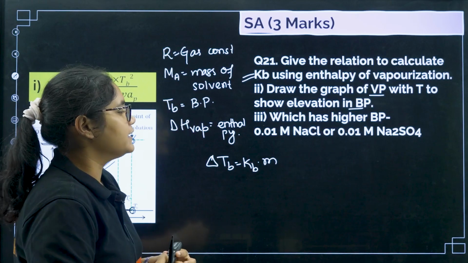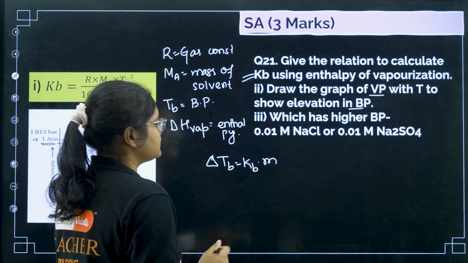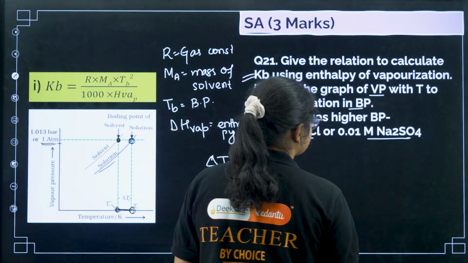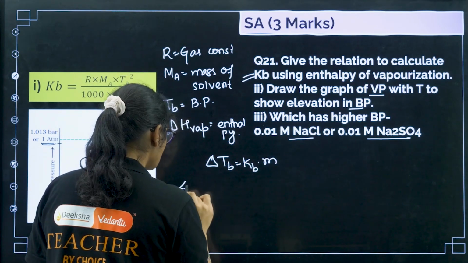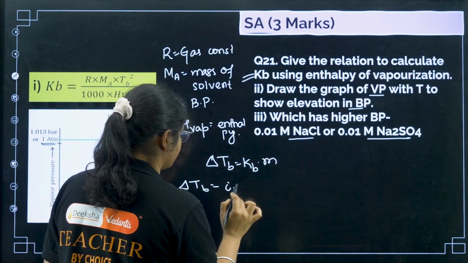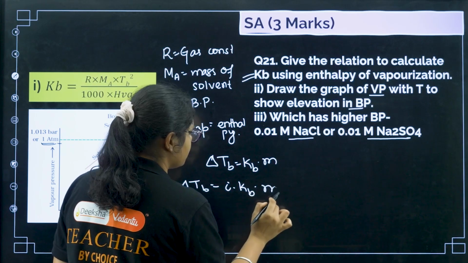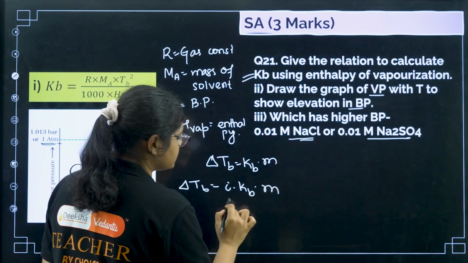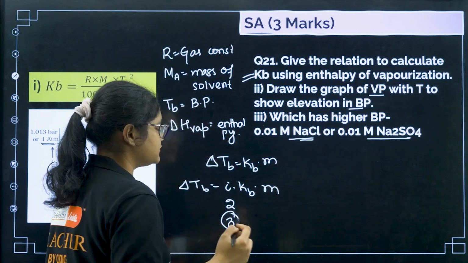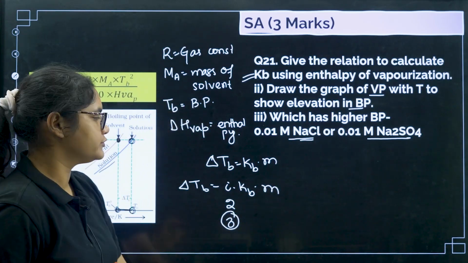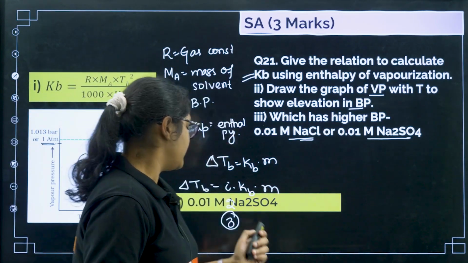Next, which one has a higher boiling point, 0.01 m NaCl or 0.01 m Na2SO4? For an electrolyte solution we have i into Kb into m. For NaCl we have 2 ions, so the i value is 2, and for Na2SO4 the i value is 3. If the i value is more, the delta Tb value will be more. So definitely it is Na2SO4.